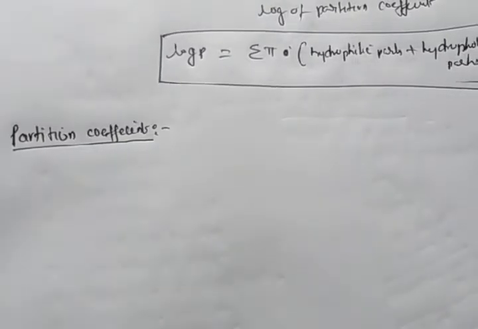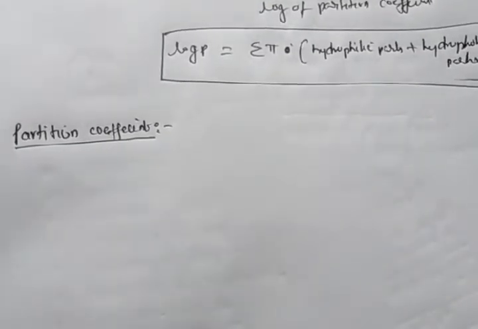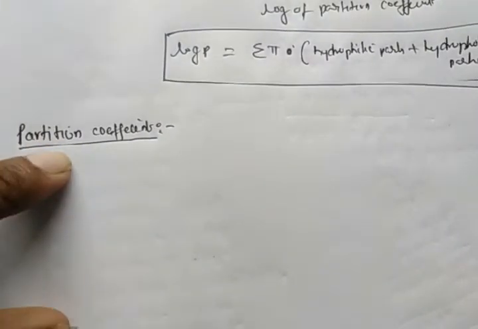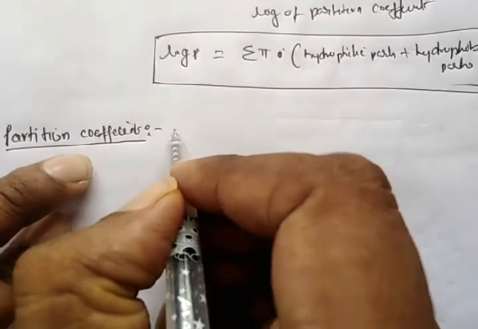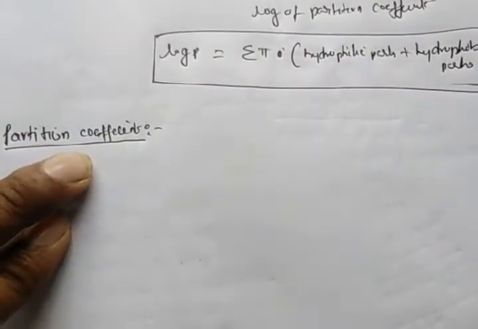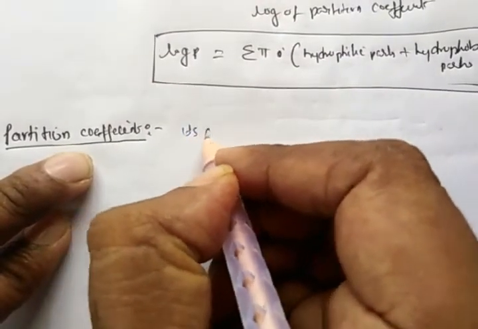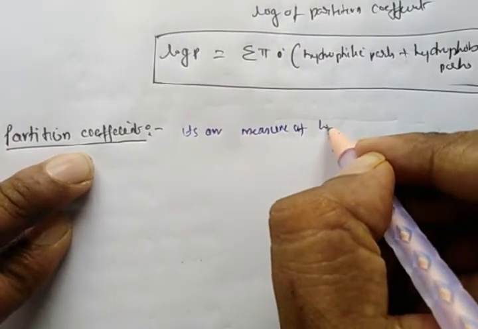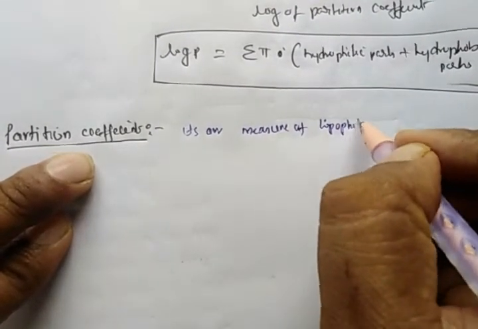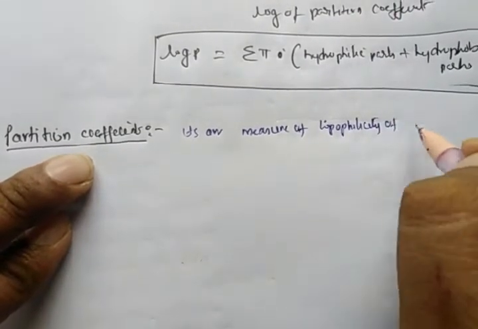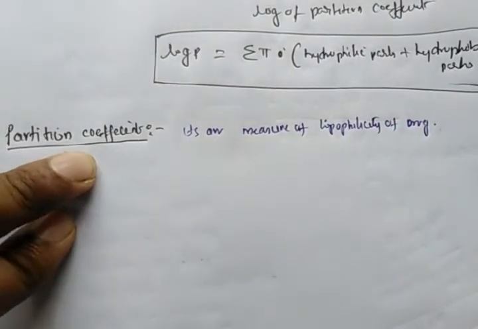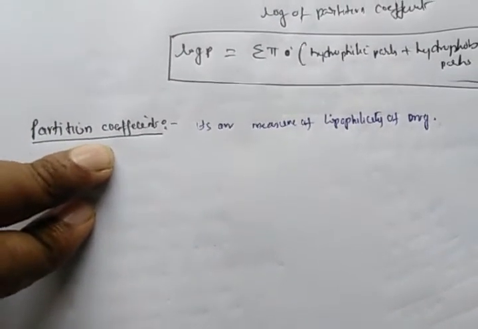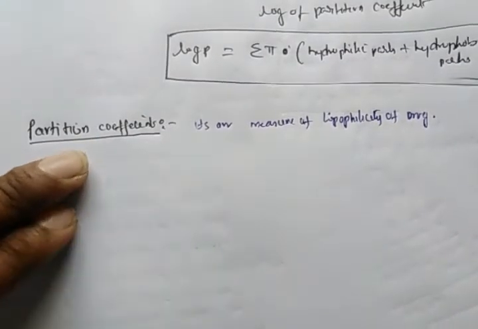So in this lecture we are going to discuss partition coefficient. Partition coefficient is a very important parameter. It's a measure of the lipophilicity of a drug molecule. Simply, it's a measure of the lipophilicity of the drug.